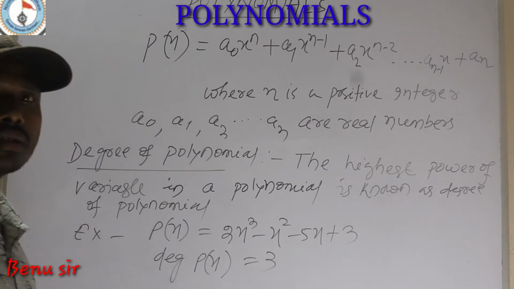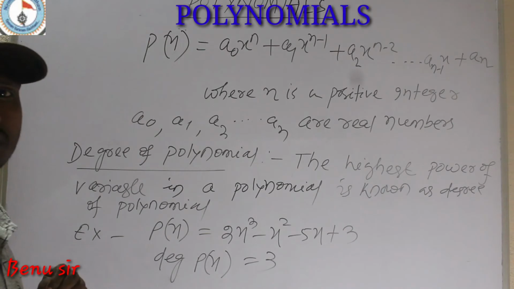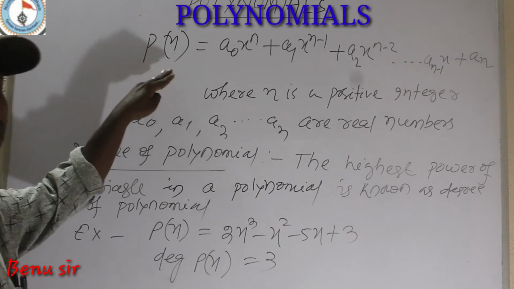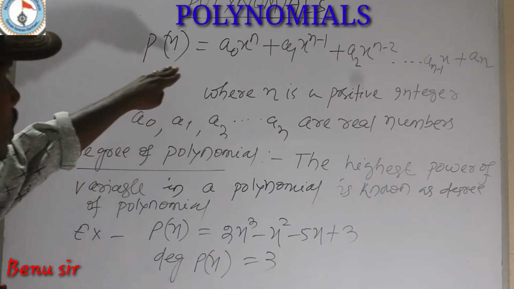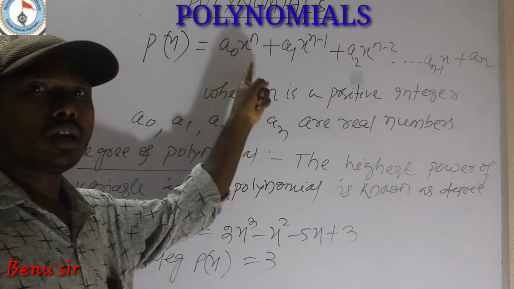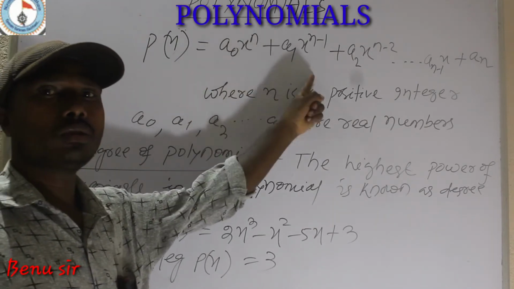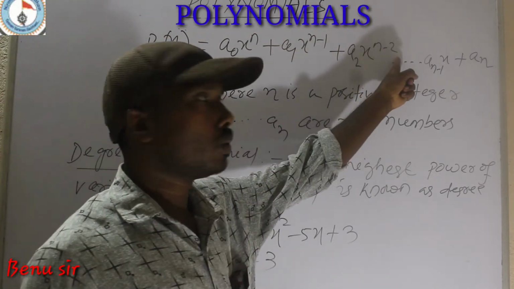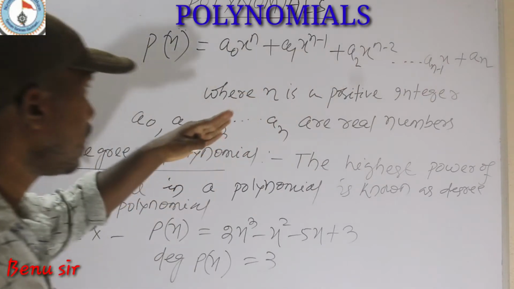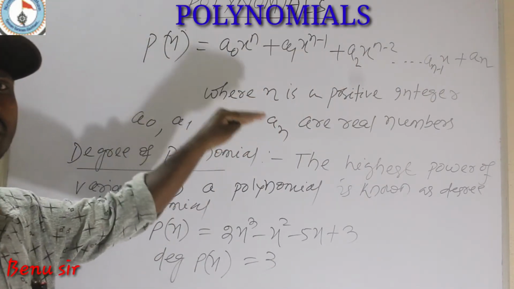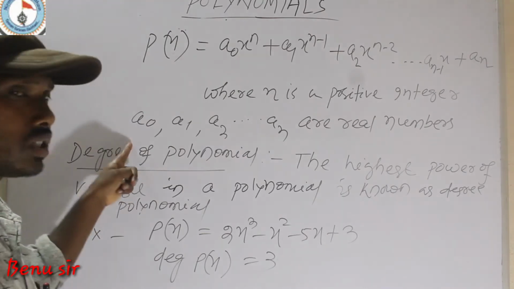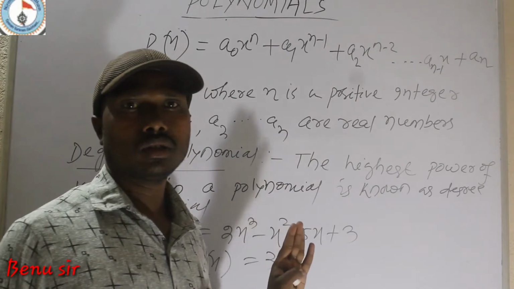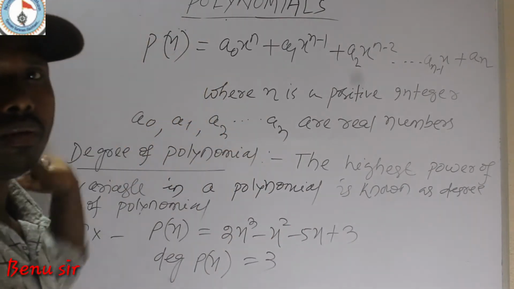Today we will discuss polynomials. The general form of a polynomial in variable x is a0 x to the power n plus a1 x to the power n minus 1 plus a2 x to the power n minus 2 up to an, where n is a positive integer and a0, a1, a2, an are real numbers. So this is the general form of a polynomial.